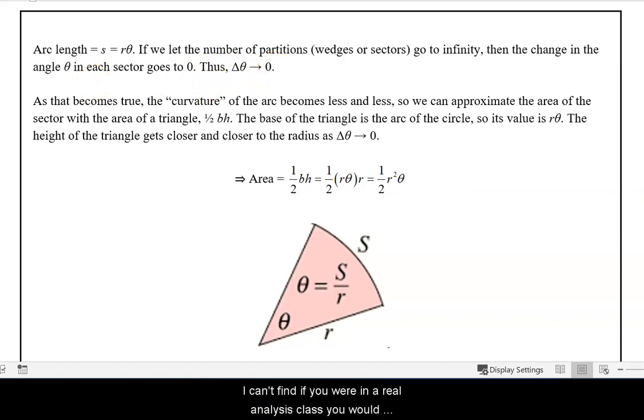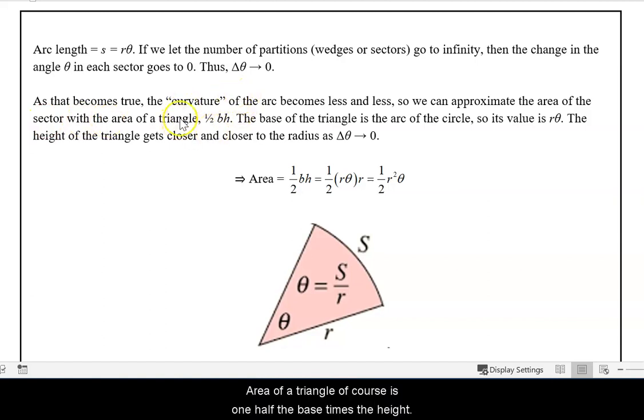Again, if you're in a real analysis class, you would discover that you could name the widest one as the mesh, and the requirement is that the mesh itself must go to 0. Otherwise, you cannot use this sum to approximate. Provided that's true, as the sectors become narrower and narrower, the curvature of the arc becomes less and less. As it's becoming less and less, it becomes flatter and flatter, which means that we could approximate the area of the sector with the area of a triangle.